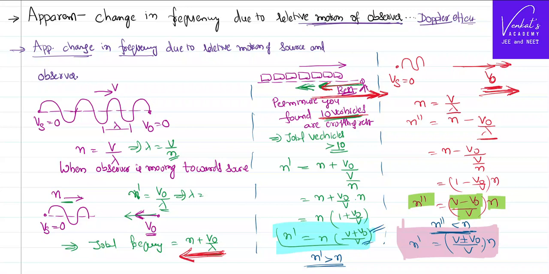In the next video, we will combine both cases, the motion of the observer as well as the source, but we are not going to derive it in that case. We will use these results in the next video.